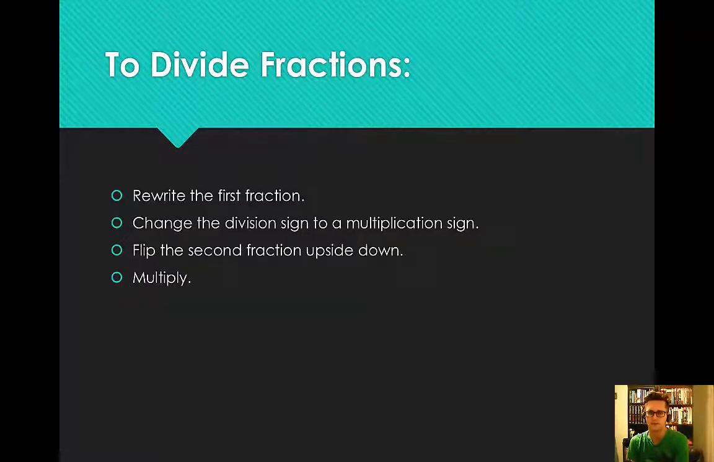So to divide fractions, first we have to rewrite the first fraction because we're recreating equations. Then we have to change the division sign to a multiplication sign. Next, we have to flip the second fraction upside down, which means to find the reciprocal. So to find the reciprocal just means to flip something over, and finally multiply.